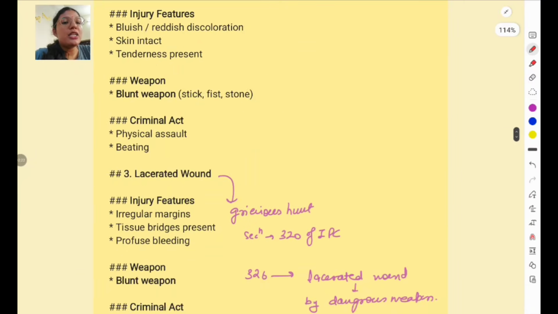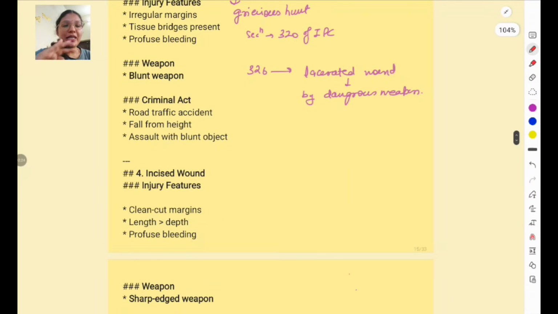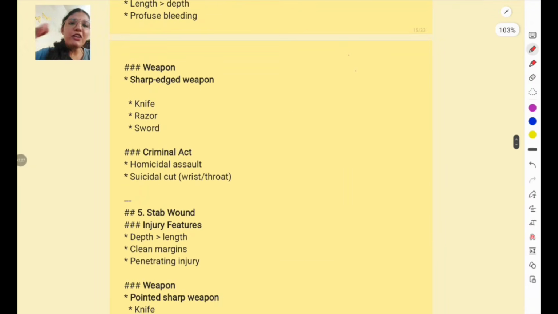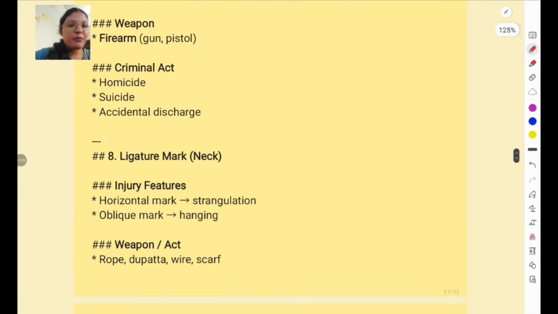Second, contusion, lacerated wound. All the needed important information I have added here. If any of these injuries come, you can write all these things neatly.